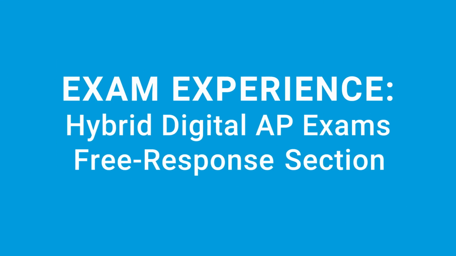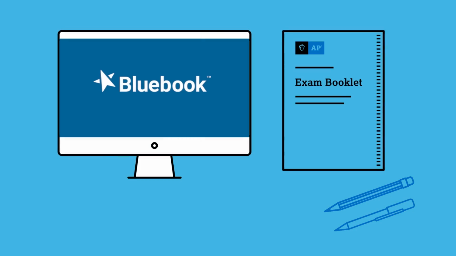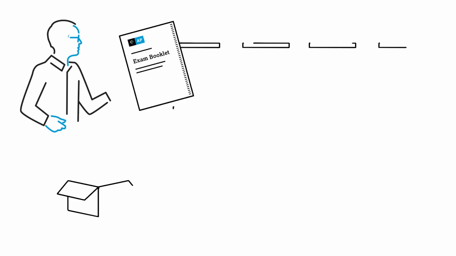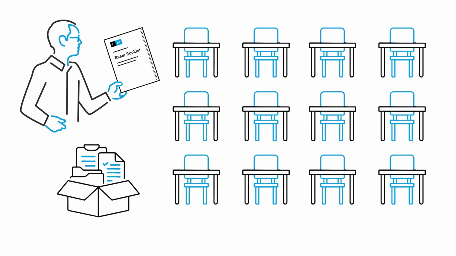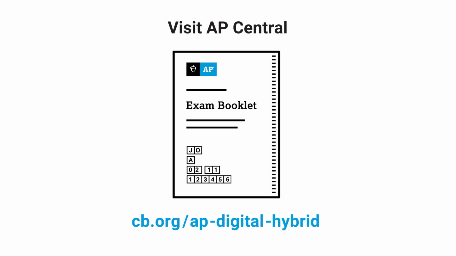For hybrid digital AP exams, the Section 2 free response exam experience is different from fully digital exams. In a hybrid digital AP exam, you will view the prompt, the question, and instructions in Bluebook, and write your response in a paper, subject-specific free response exam booklet. Your proctor will distribute the exam booklets to you at the beginning of the exam and explain how to complete the front cover. You can view sample free response exam booklets for each hybrid digital AP exam subject at cb.org/AP-digital-hybrid.